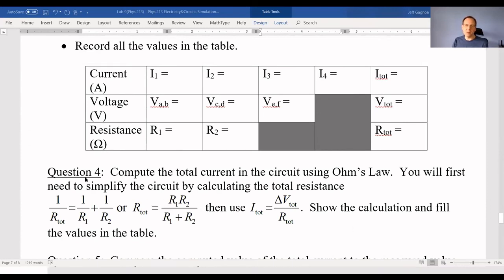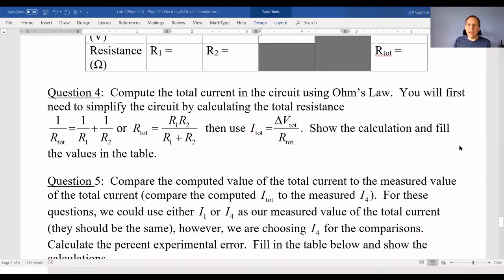And I have that here in question 4. So compute the total current in the circuit using Ohm's law. First, you need to find R total. For the voltage drop, again, use just VAB, but these should all be the same anyways. Should be 9 volts, right? And then when you divide that, that'll give you your total current through the circuit, right? And then fill in all these values.